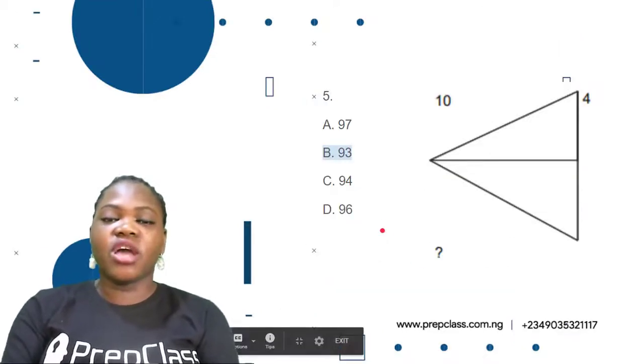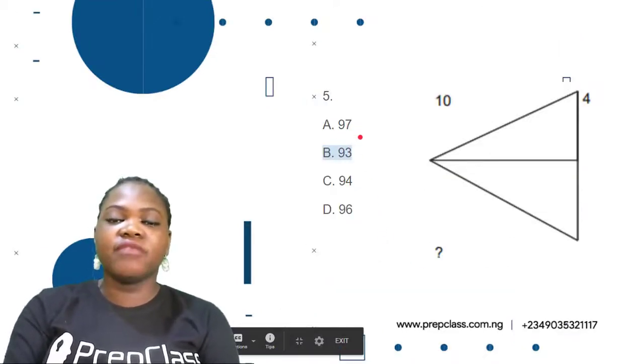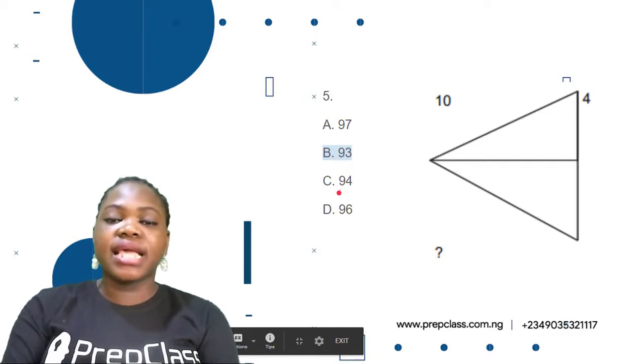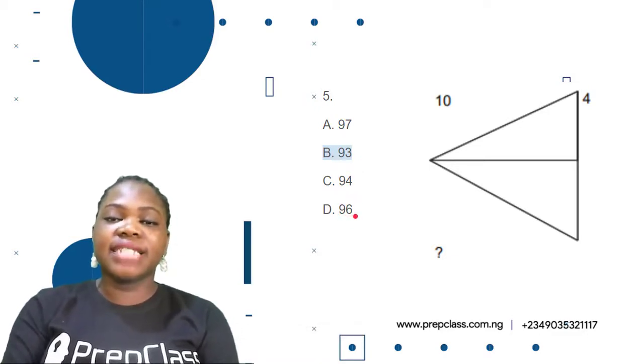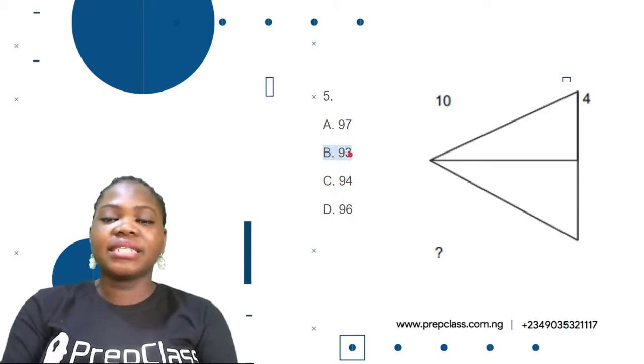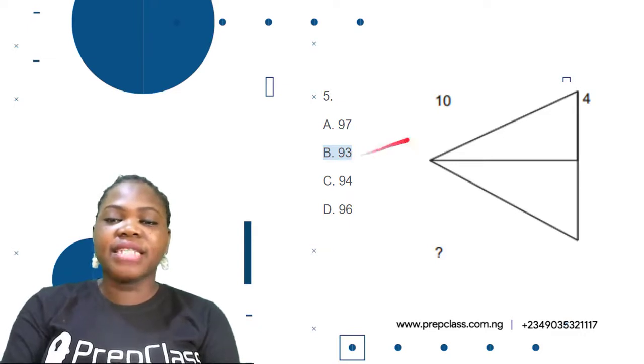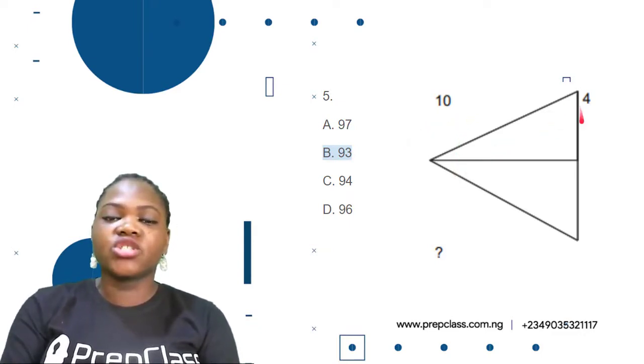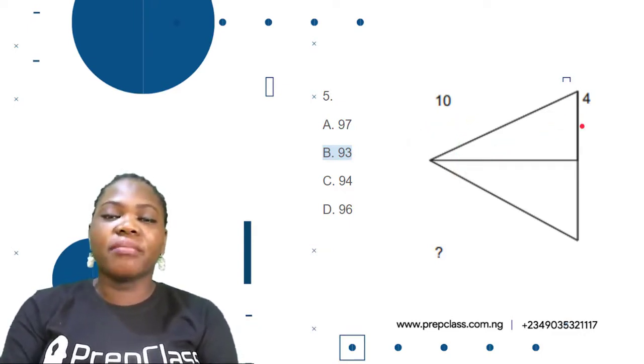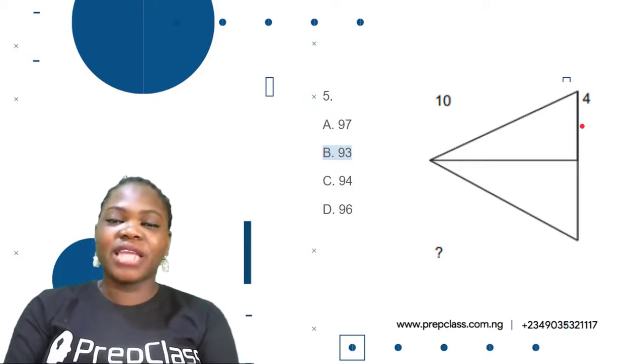So which of the options is correct? A is 97, B is 93, C is 94, D is 96. So which one of them is correct? Of course, it is B, because our answer is 93. 10 minus 1 is 9, 4 minus 1 is 3, 9 and 3 combined together is 93. So we've been able to get this now.